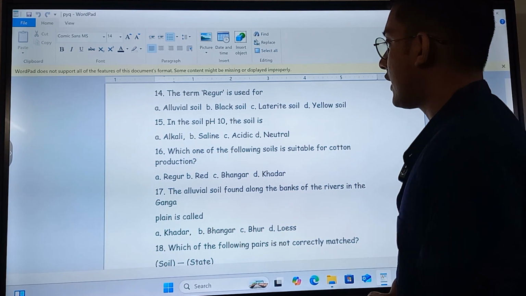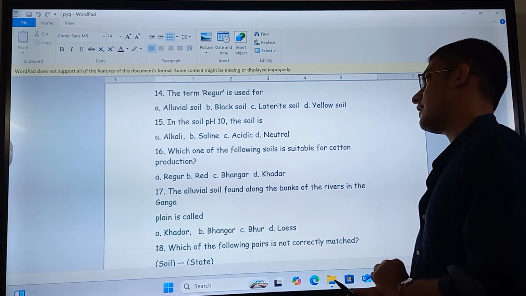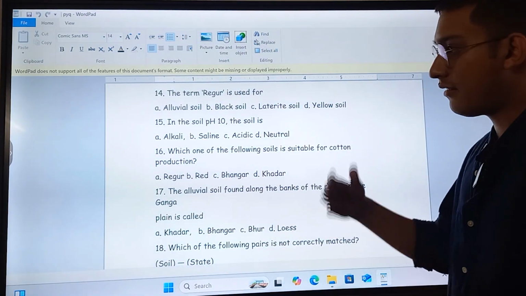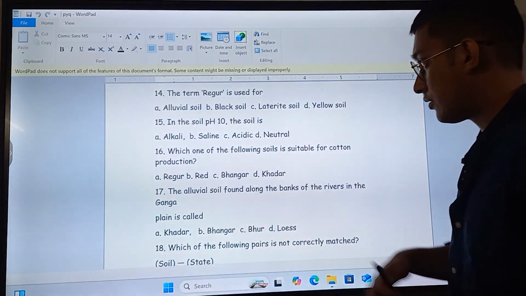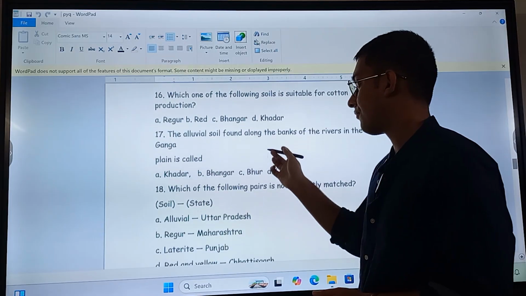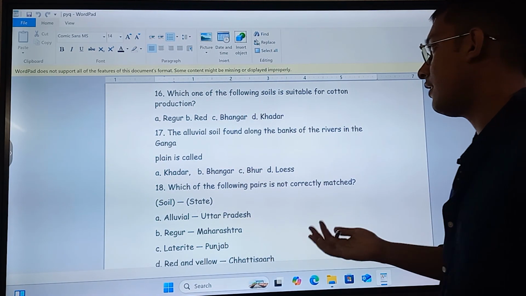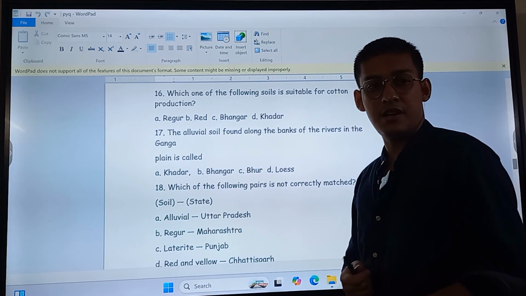In the soil with pH 10, is the soil alkali, saline, acidic or neutral? You already know pH level 7 is neutral, left is acidic, right is alkaline. So it's alkali, A. Which one of the following soils is suitable for cotton production? Again, we know it's Regur soil. Regur is black.